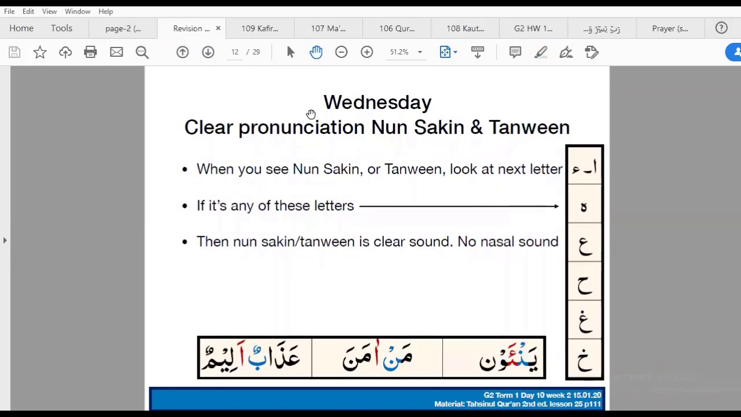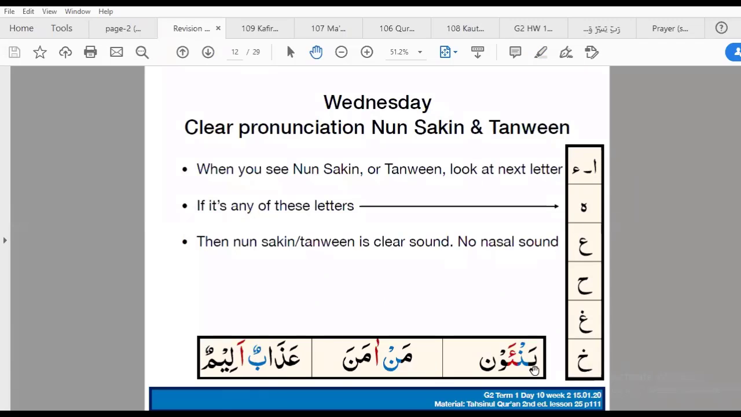So, as you can see over here, clear pronunciation, noon sakin and tanween. When you see noon sakin or tanween, we know that we have to look at the next letter. If it's one of these letters, so alif, hamza, ha, ain, ha, ghain or kha, then noon sakin or tanween is a clear sound, so no nasal sound will be produced. So these are all examples.